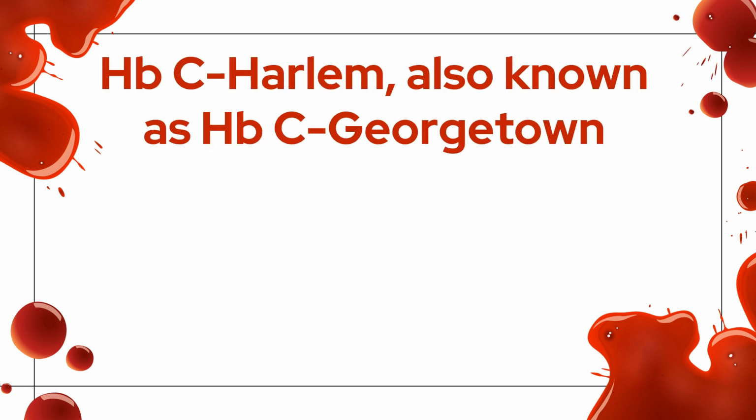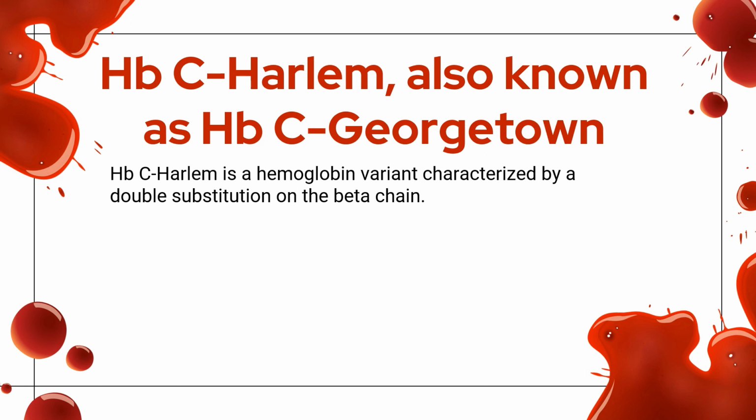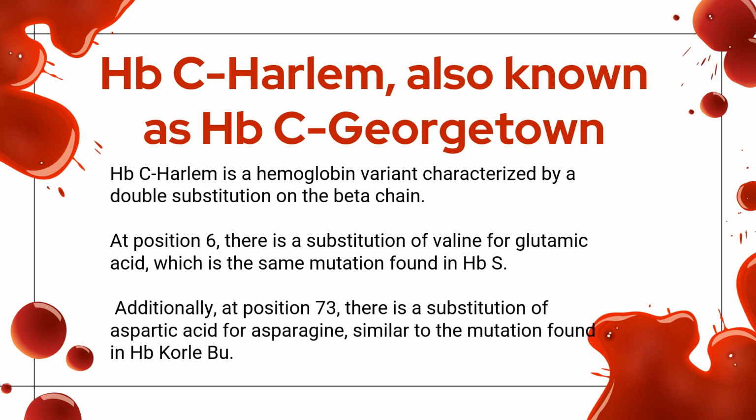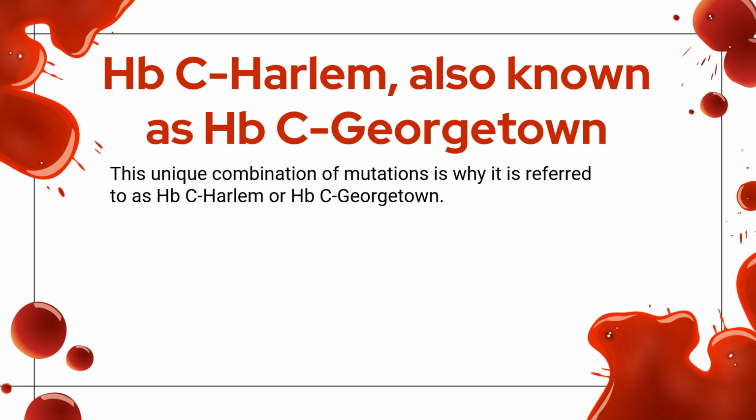Hemoglobin C-Harlem, also known as hemoglobin C Georgetown, is our next step. What do you think are the unique characteristics of it? So, let's see. Hemoglobin C-Harlem is a hemoglobin variant characterized by a double substitution on the beta chain. At position 6, there is a substitution of valine for glutamic acid, which is the same mutation found in hemoglobin S. Additionally, at position 73, there is a substitution of aspartic acid for asparagine, similar to the mutation found in hemoglobin Korle-Bu. This unique combination of mutations is why it is referred to as Hemoglobin C-Harlem or Hemoglobin C-Georgetown.